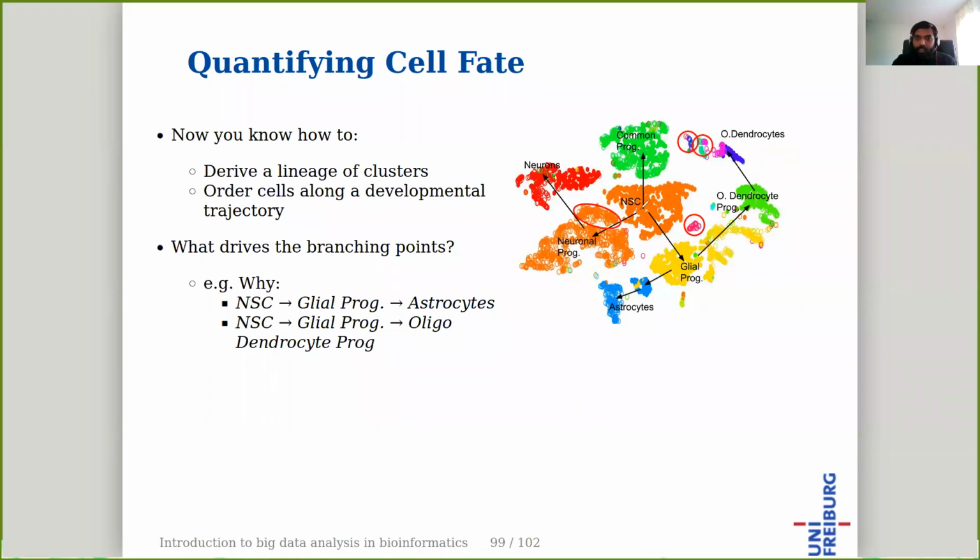So a neural stem cell can differentiate into glia progenitors. And at this point here, a glia progenitor can take this path here, or it can take this path here. It can go either this way or this way, and depending on the path it chooses, you have different types of mature cell types. So either astrocytes, or in the end there can also be oligodendrocytes if this path is chosen.